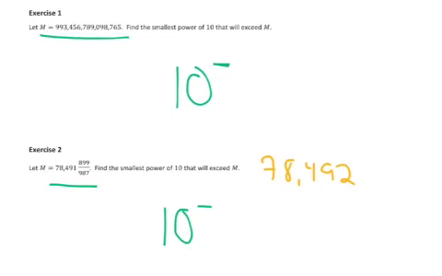Pause the video and remember, when you're ready to check your answer, press play. So your answer for exercise 1 would be 10 to the 15th power, because if you counted, you would have 15 digits. Exercise 2, 10 to the 5th power, because you have 5 digits here.